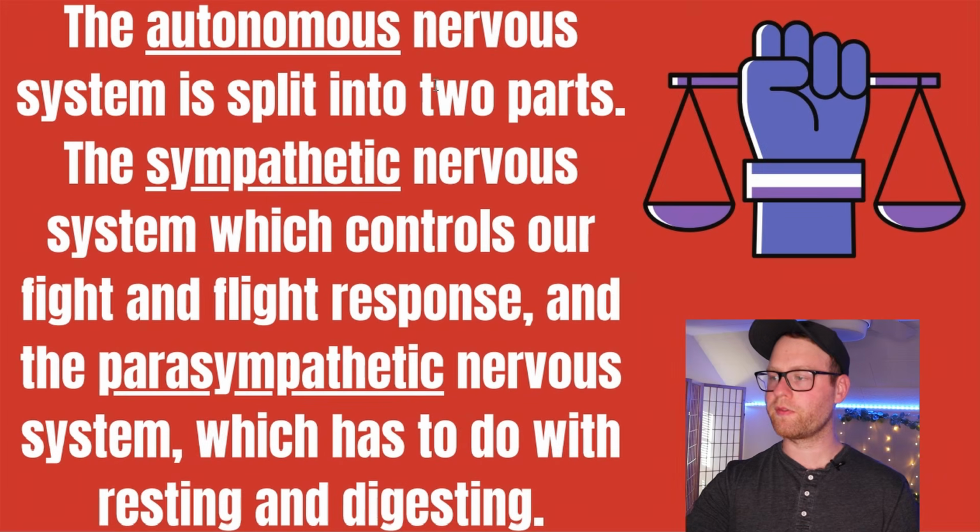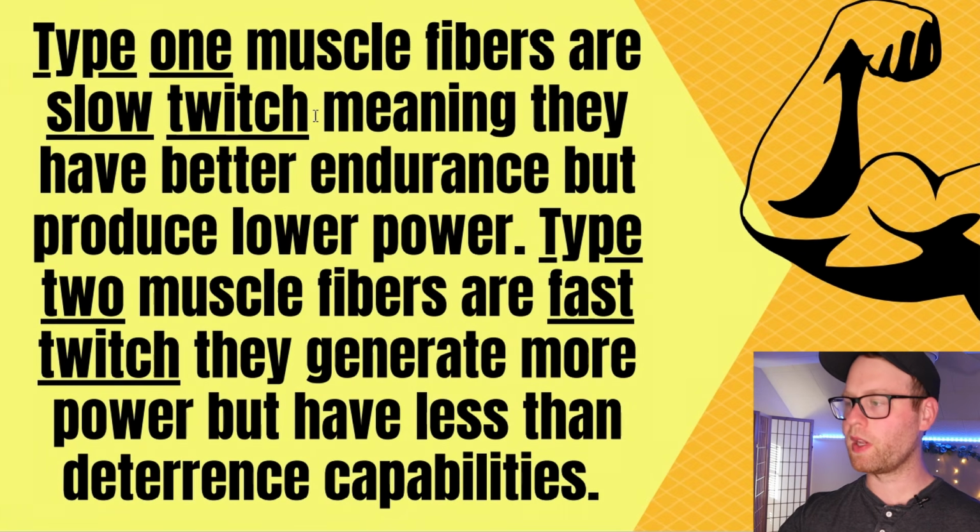And if we take that a little bit further, the autonomic nervous system is split into two parts. The sympathetic nervous system, which controls our fight or flight response, and the parasympathetic nervous system, which has to do with resting and digesting. Next up, we have muscle fibers. Type 1 muscle fibers are slow twitch, meaning they have better endurance but produce less power.